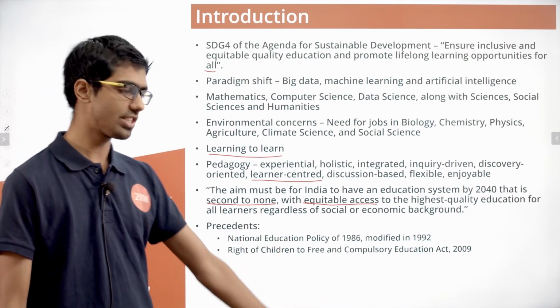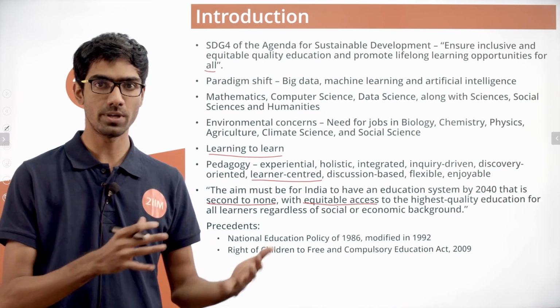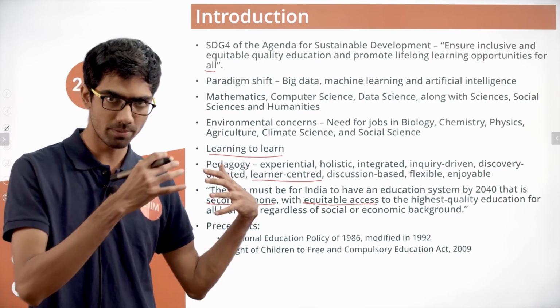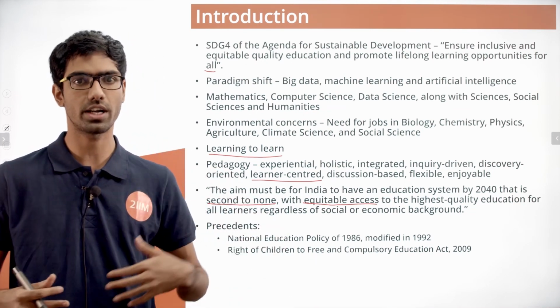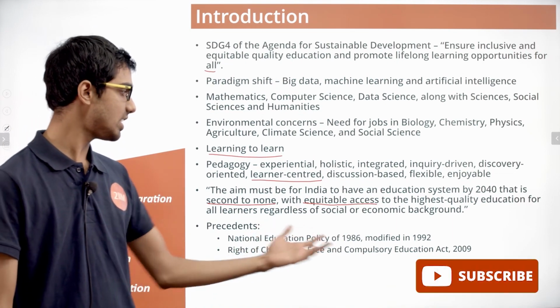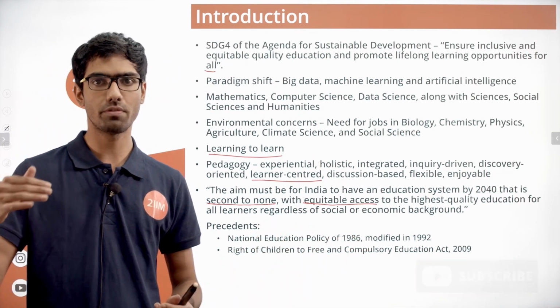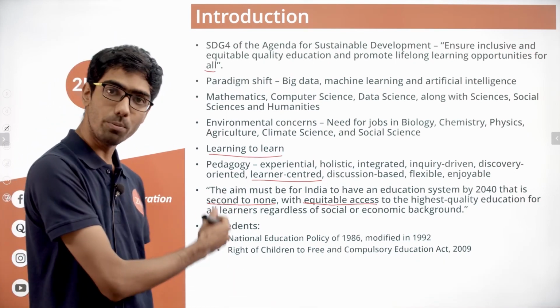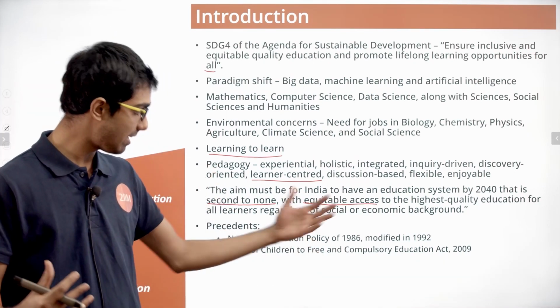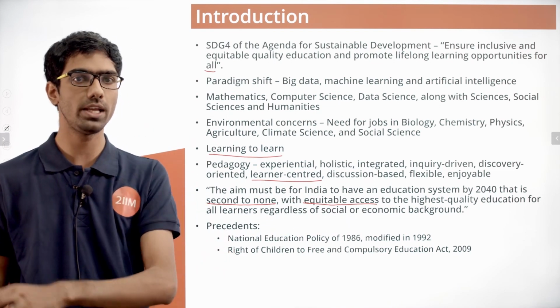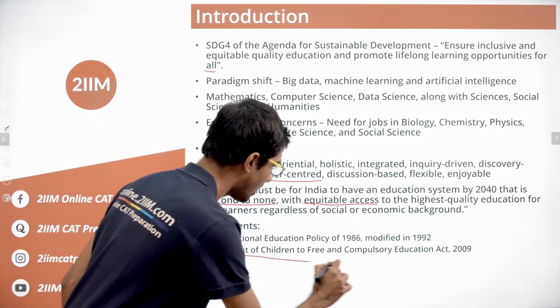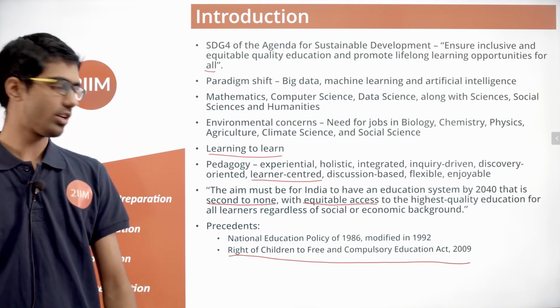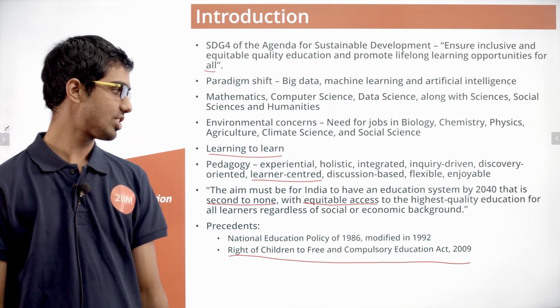The first is the National Education Policy of 1986, and it's been like 35 years since that policy has been reworked or modified or revamped. So the National Education Policy of 1986 is the forerunner for what this policy aims to achieve. And the most important development that happened after the previous National Education Policy is what we call the RTE Act, the Right of Children to Free and Compulsory Education Act 2009.